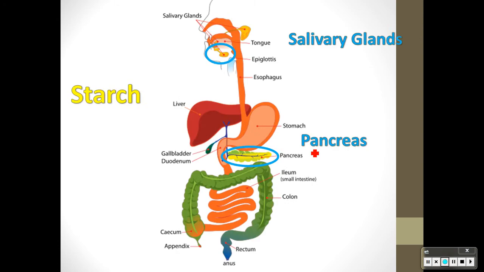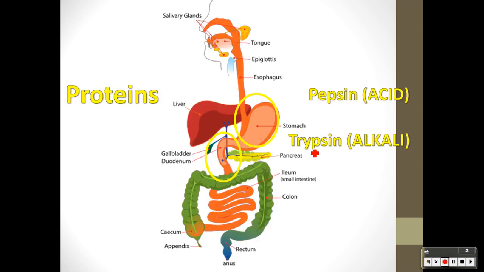Okay, I feel like this is something you just need to watch. Hold up. Starch is digested in the mouth and duodenum, but the enzymes are secreted by the salivary glands and the pancreas. That took me a lot of time.